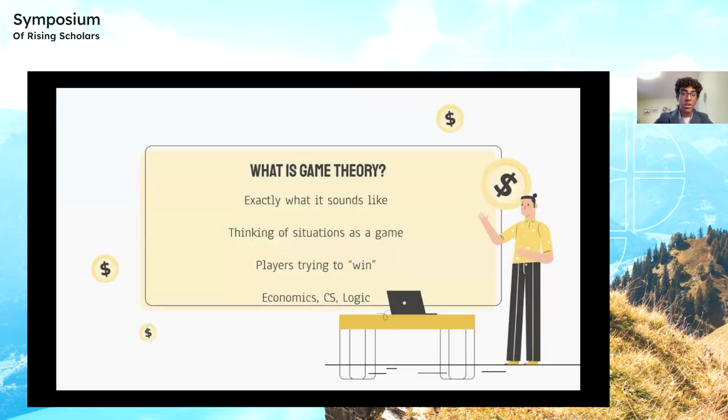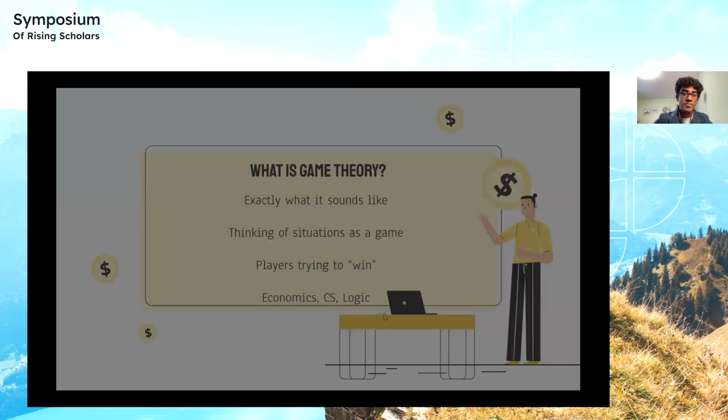So what is game theory? It's exactly what it sounds like, and it's really about thinking of every situation as a sort of game with players trying to win. Game theory can have many applications, and you can use it in current events, economics, computer science, logic, and much, much more.